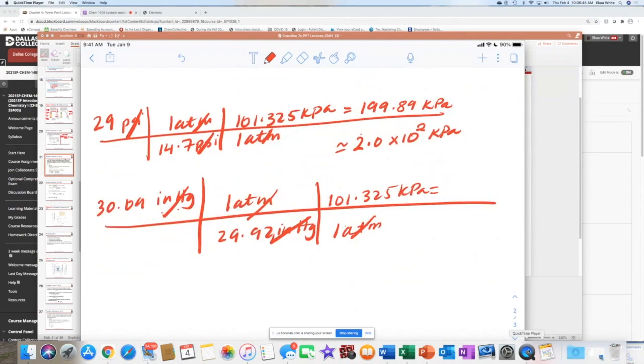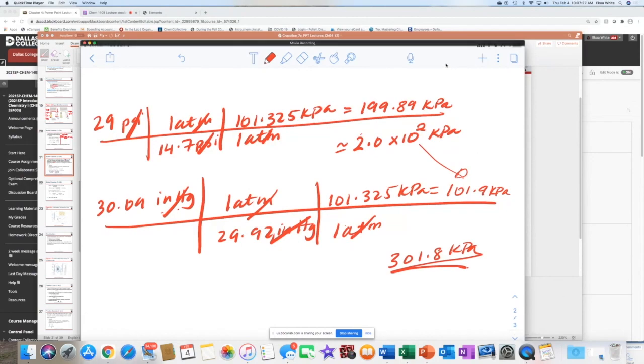So now I write 30.09 times 101.325 divided by 29.92, and I have 101.9 kilopascals. Okay, then you go ahead and add these two after that. I'll add it with the first number, plus 199.89, and we end up with 301.8 kilopascals. Okay, but the point here was about converting. Since we have converted, now I want to go ahead and spend the remaining time on the other problems, right?